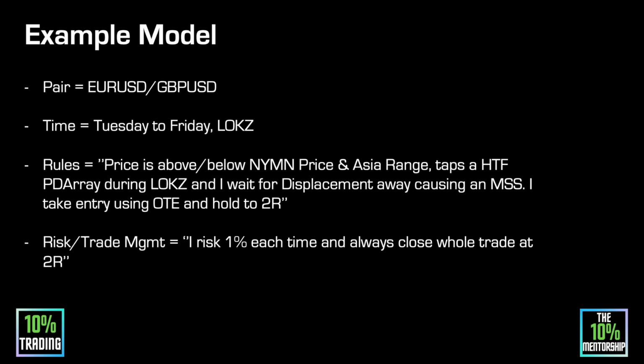The time, we avoid Monday to start seeing the weekly range form, and then we trade Tuesday to Friday on the days that we're confident we have a good direction. We trade London open session. We mark out New York midnight price, the Asia range. We're looking for price to tap a high time frame array during London open kill zone, and we wait for displacement away, causing a market structure shift. We take entry off the OTE and we hold to 2R. I risk 1% each time and always close the whole trade at 2R.